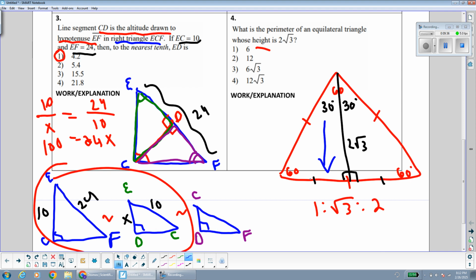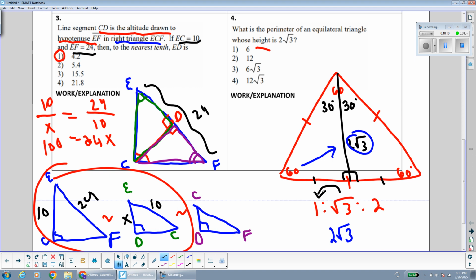Here we have the shortest side. The hypotenuse, across from the biggest angle, the 90-degree angle, is the biggest side. And since the 60-degree angle is the middle biggest angle, the side across from the 60-degree angle is the middle biggest side. So we're given here the middle biggest side to work with. We're given the radical 3 part of the ratio. What we need to do is get back to the 1 part of the ratio.